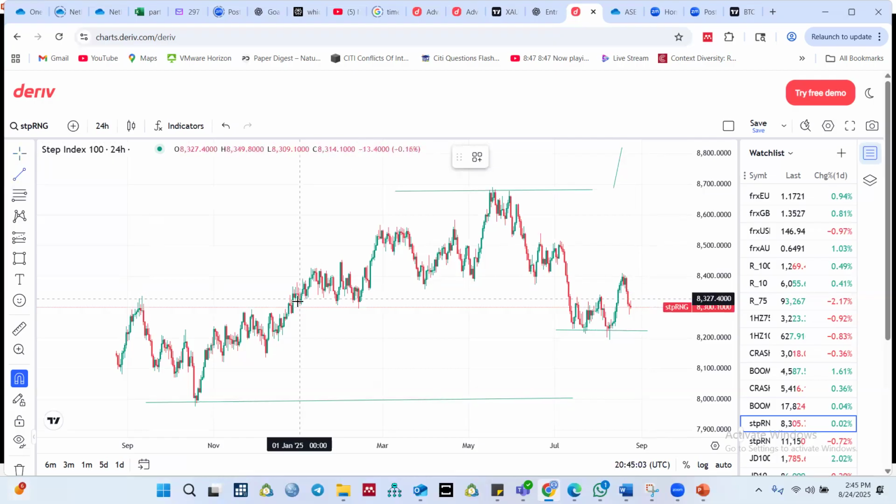Yeah, but from what we have right now, number one thing we have to do is to map out our structure because the structure gives us the direction. After mapping out the structure, then we will look for the support resistance zones on the chart.